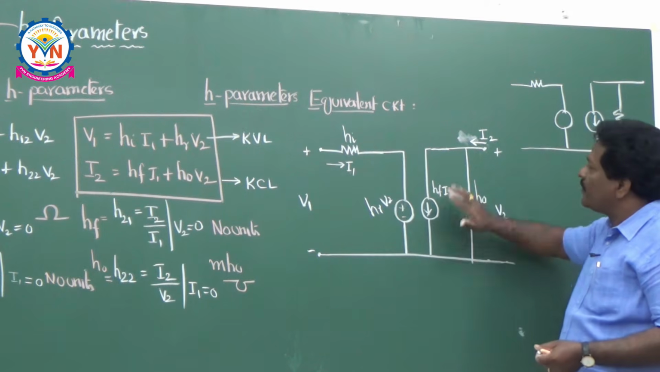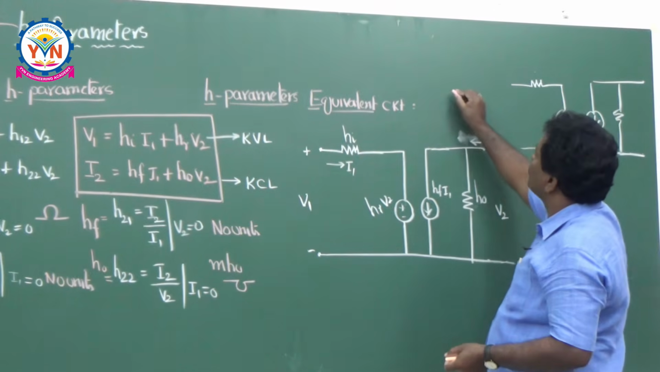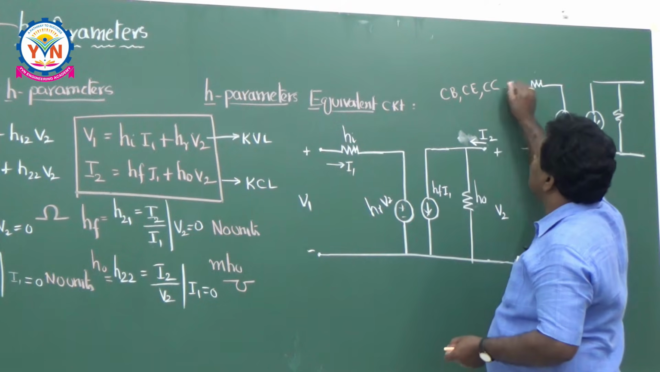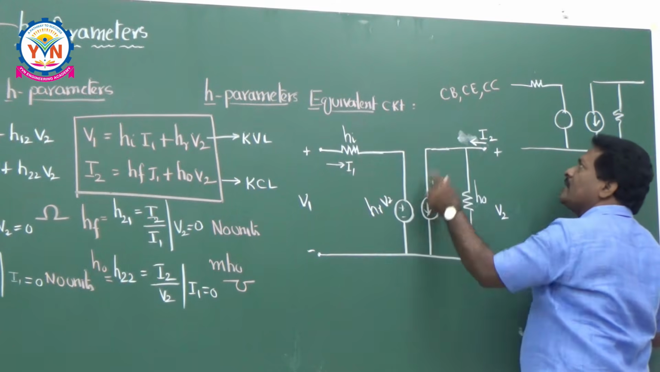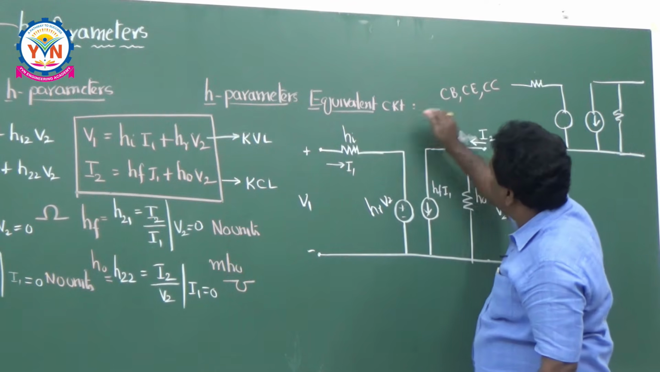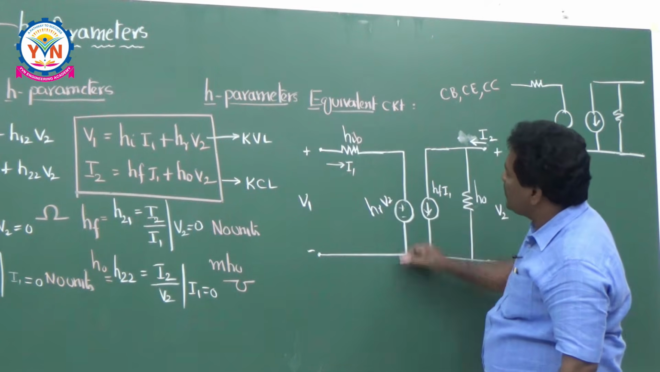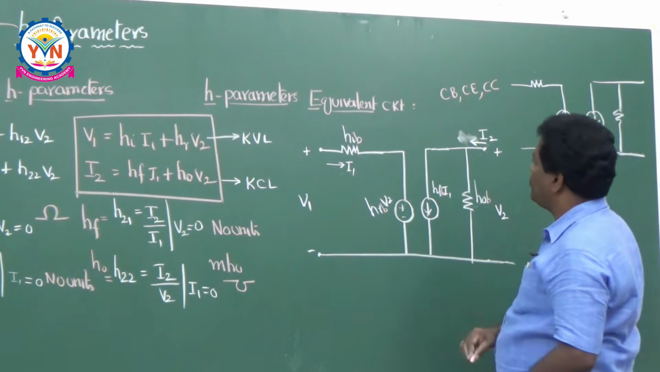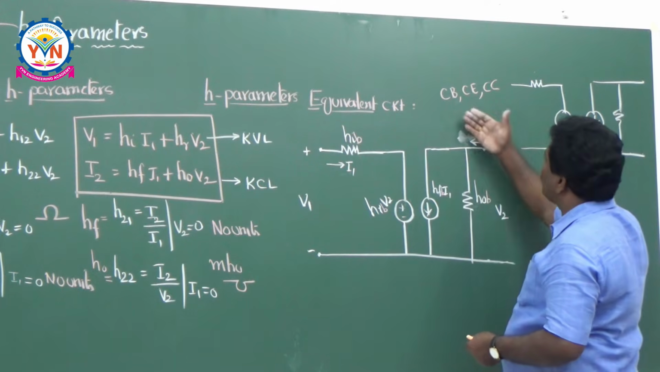It is a general model for different types of configurations. There are three configurations in our circuits: one is CB, another is CE, and the other is CC. Now you can convert the H parameters like this. Suppose it is the common base, it is hi, a generalized model. That's why I am implementing HIB, HRB, HFB, and HOB. So HIB, HRB, HFB and HOB are for which configuration?